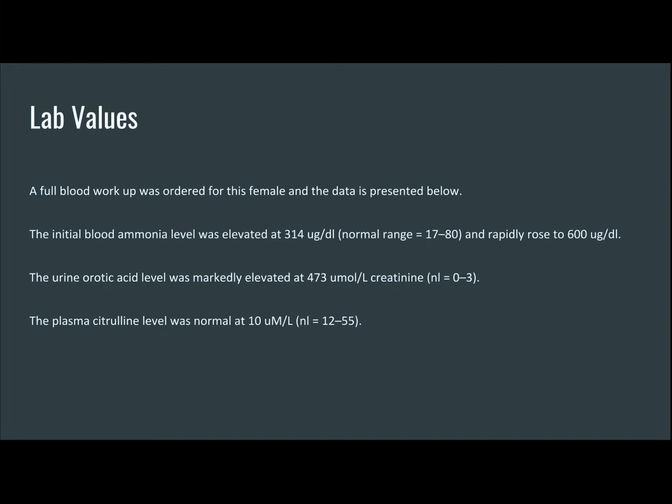Once the full blood workup is ordered, we can see the initial blood ammonia level is elevated and rises in fact further. The urine orotic acid level is also markedly elevated. The plasma citrulline level is within normal limits.